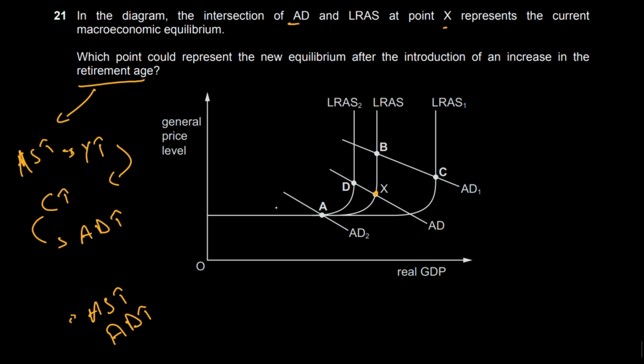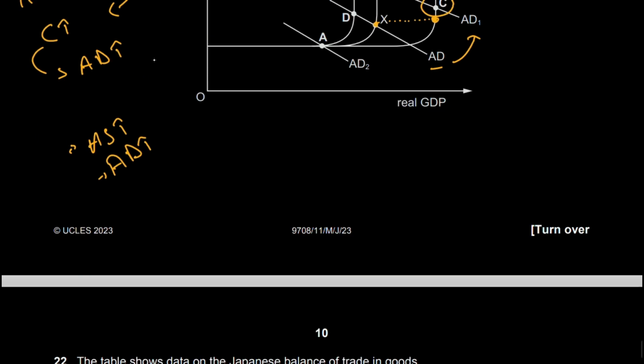So after an increase in our aggregate supply, we will shift from LRAS to LRAS1. So from X we will shift to here, and then as our aggregate demand will increase from AD to AD1, we'll basically reach point C. So the answer is C.